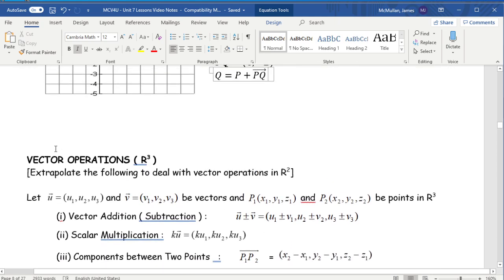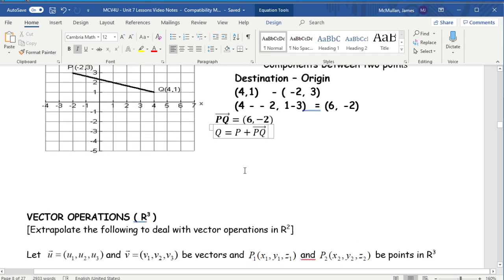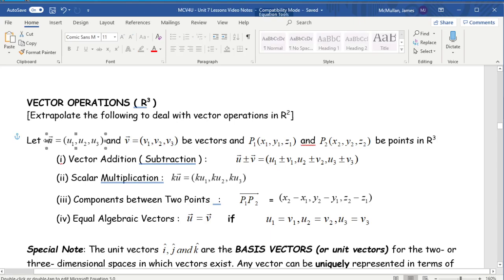Now, when you do vector operations in R3, it's not that bad. U is a vector. It has 3 components: U1, U2, U3. U1 would be its x coordinate, U2 would be its y, and U3 would be the z. Again, V is another vector, with components V1, V2, V3. And P is a point, and P2 is a point.